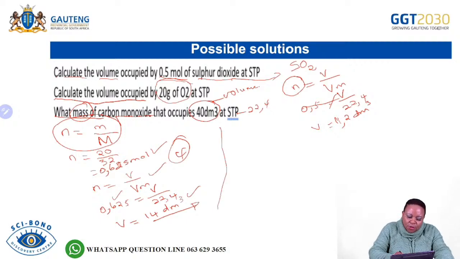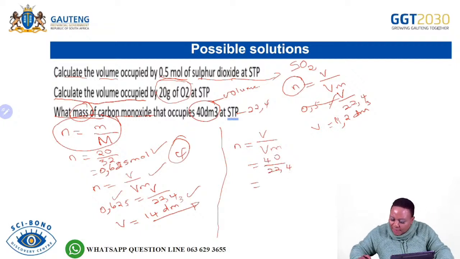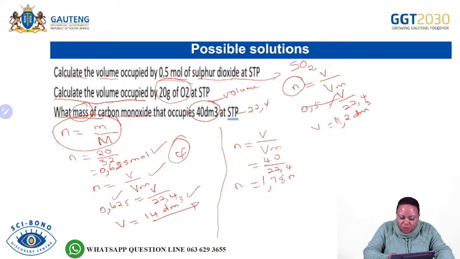Therefore, for us to be able to do this calculation, we need to firstly find the number of moles, whereby we are going to say n is equal to V over Vm. Therefore, the volume is 40 over 22,4. Then we find the number of moles, which is 40 divided by 22,4, and it gives us 1,78, which is the number of moles.